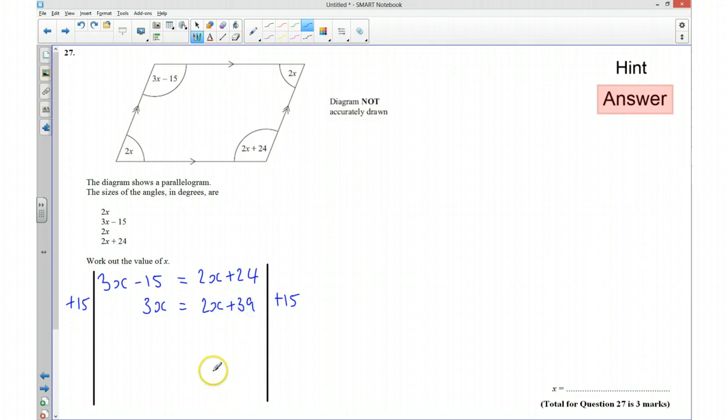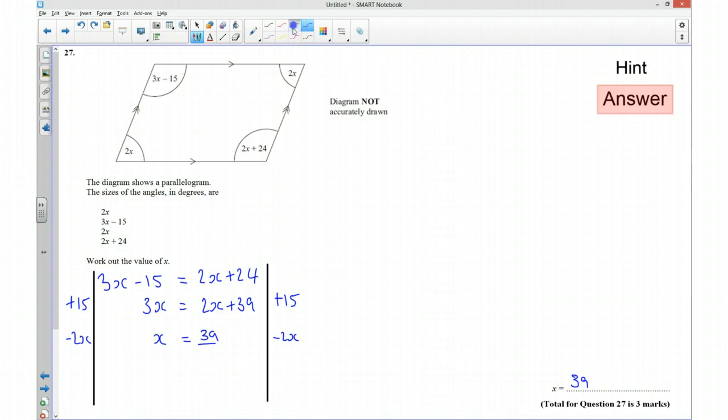Okay, I'm now going to subtract 2x from both sides. So this here becomes x, subtract 2x, and this here becomes, if I subtract 2x, I've just got 39. So my answer here is going to be x is equal to 39.